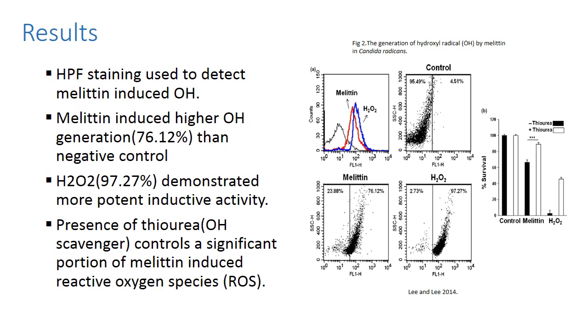And when looking at the cells that had hydrogen peroxide, it showed a significantly higher percentage of 97.27%, and demonstrated more potent inductive activity. So the presence of the hydroxyl scavenger controls a significant portion of melittin-induced reactive oxygen species.